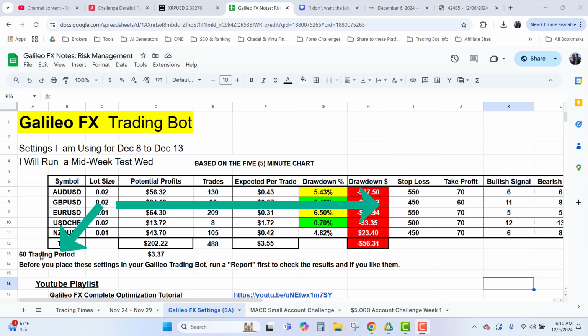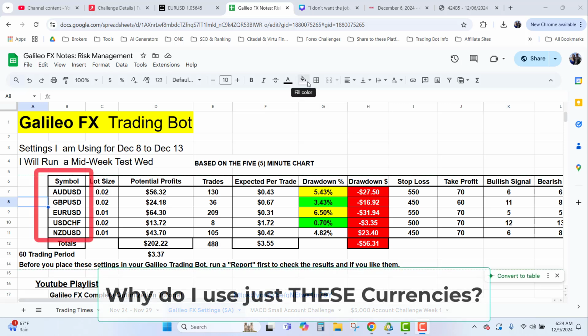All right, I only use a 60-day period because I'm looking for the trend, and Galileo is a trend bot. So I need to find the current trend that the currency is running in, and so I don't need to test for a whole year or 2 years or 5 years. I only need to test for 60 days because I'm looking for what? The trend.